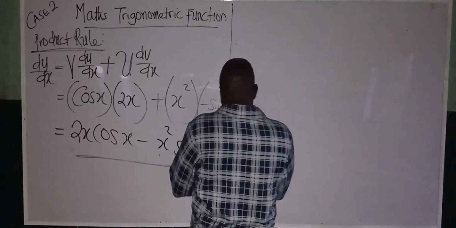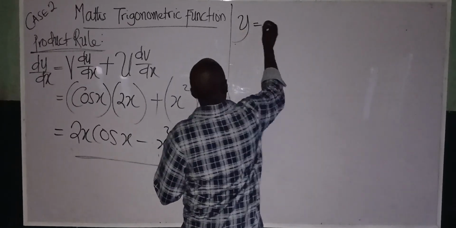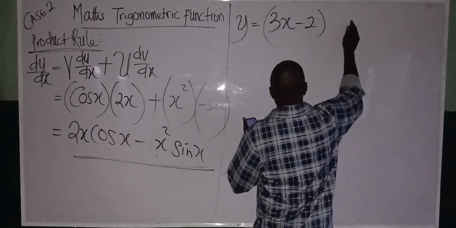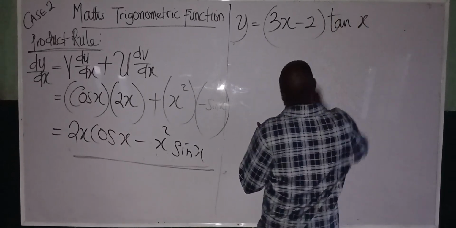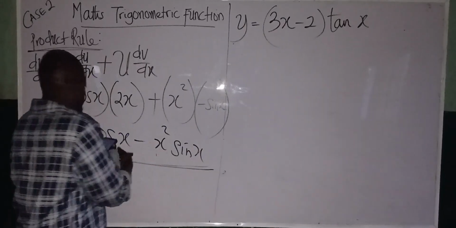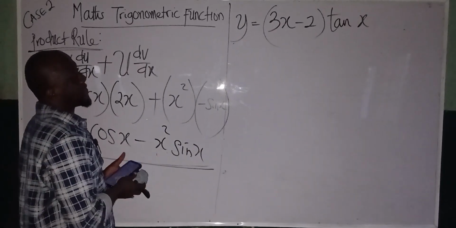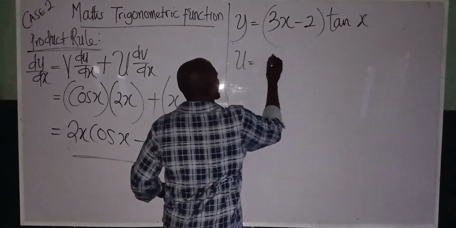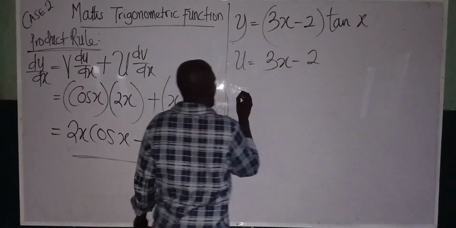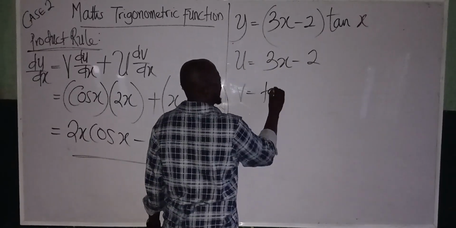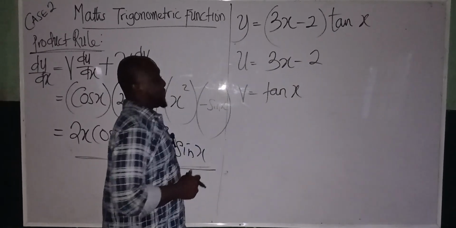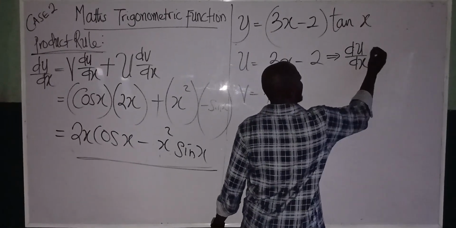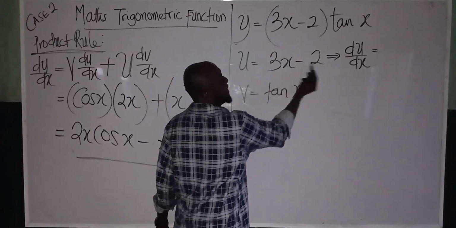Next question here, we have that y is equal to 3x minus 2, then tan x. That's what we know. 3x minus 2 tan x. So obviously, we know that first, we say let u be all of this thing here. And also, let my v be tan x. From this point going further, we know that from here we can have our du over dx here. If you differentiate, this is what we need here. We don't need this constant.